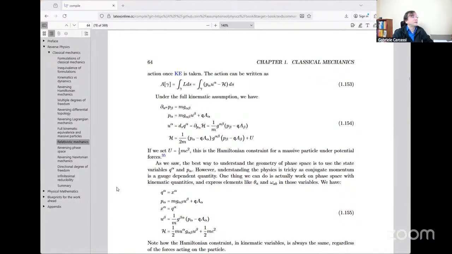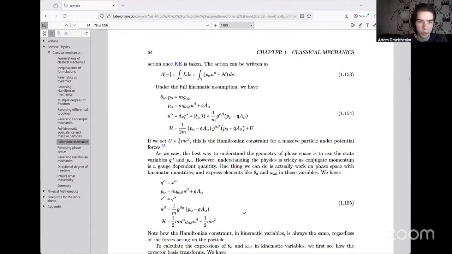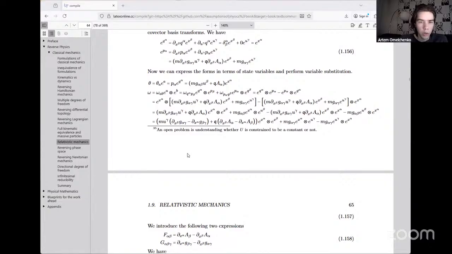Artem, why don't you finish the paragraph? If we set u equal to 1/2 mc squared, this is the Hamiltonian constraint for a massive particle under potential forces. And also we have footnote number 35: an open problem is understanding whether u is constrained to be a constant or not.